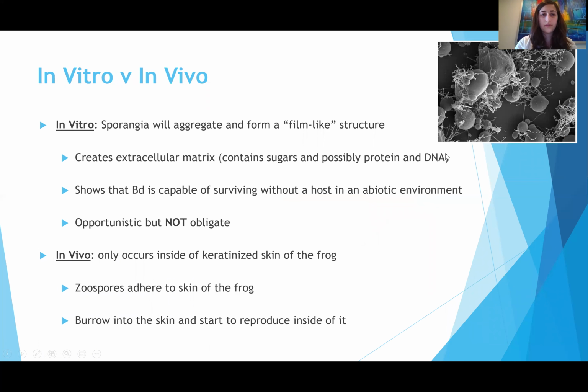So in vitro versus in vivo lifestyles are a bit different for BD. So in vitro, the sporangia will aggregate and form a film-like structure, which we can see here in the top right. It creates an extracellular matrix which contains sugars and possibly protein and DNA. And this basically shows that BD is an opportunistic pathogen, not an obligate one. So it's able to survive without a host in an abiotic environment.